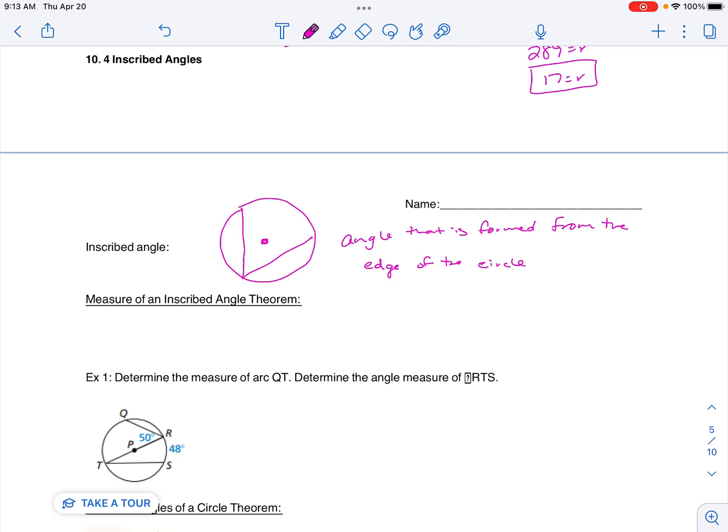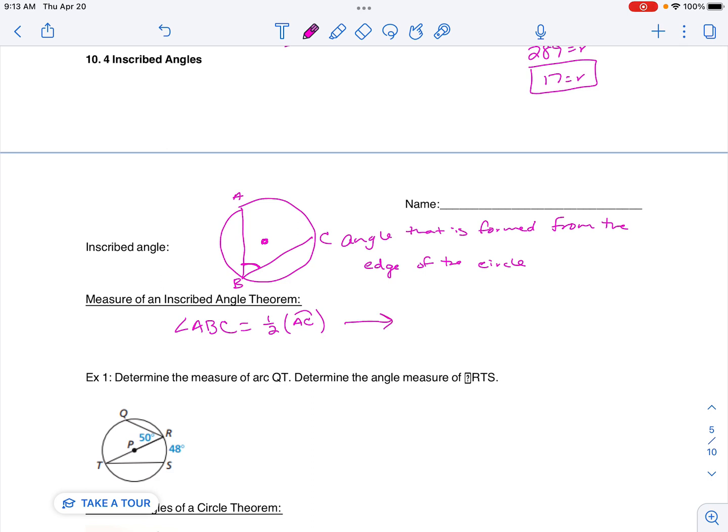So the angle itself, and we're talking here. So the angle, well, let's put some letters in here to be more specific. The angle ABC equals half of arc AC. Now, that's the formal definition, or how you find the measure.